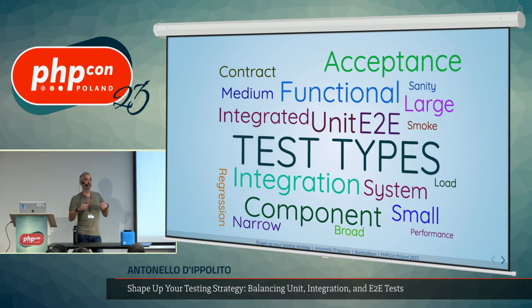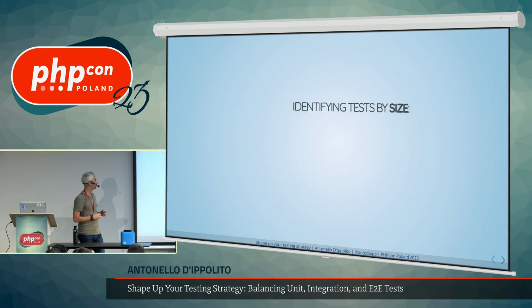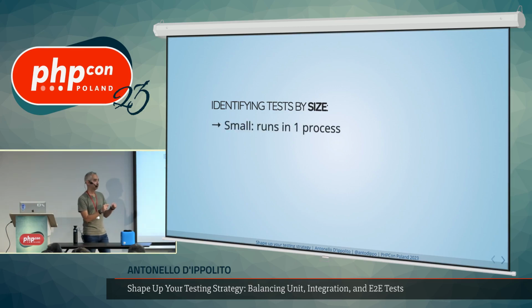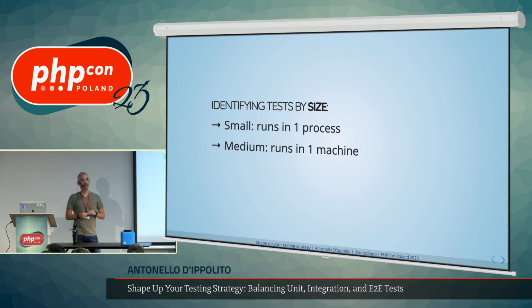And they basically try to define their different test types with two metrics. The first one is the size. A small test, in terms of size, means that it's a test that runs in one process. It only needs one process to run. For example, we are at a PHP conference, so a PHP test that only needs PHP to be available to run. A medium test is one that runs on one machine.